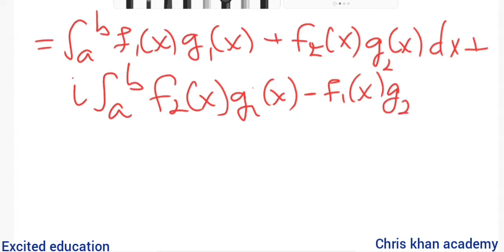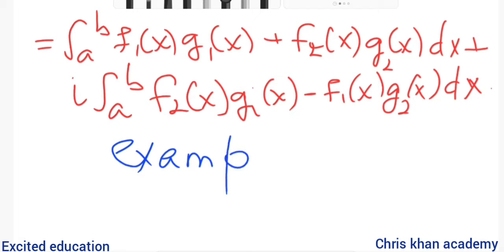I'd like you to remember that we are formulating the inner product of complex functions on an appropriate interval A, B. How can we work this out? We are going to use examples. So this is the general formula for introducing the inner product of complex functions on an interval A, B. Let us go through an example.